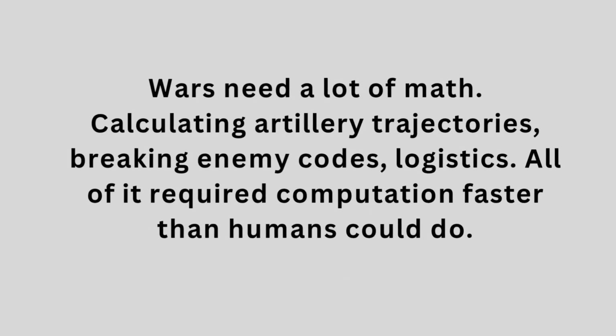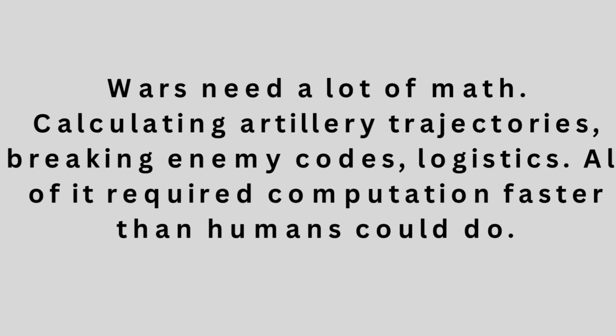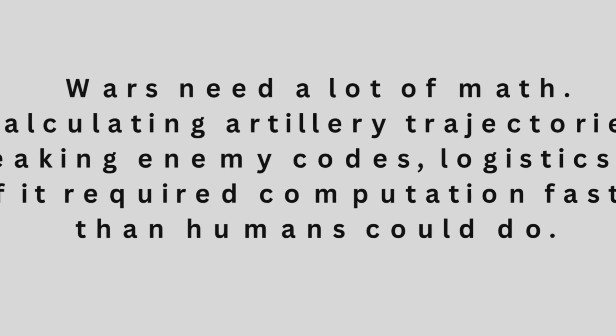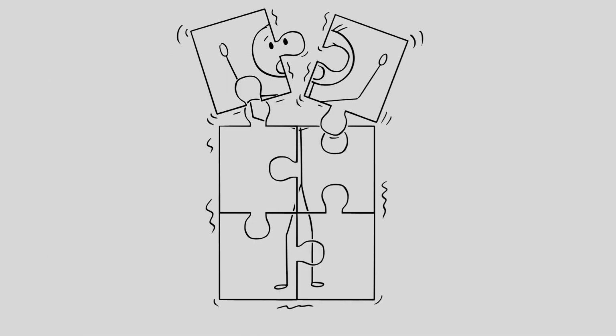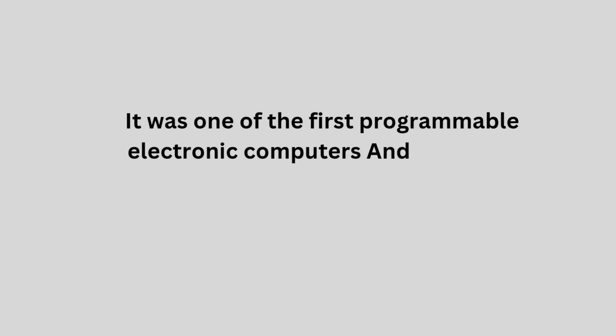Then comes World War II, and this is when things really accelerate. Wars need a lot of math. Calculating artillery trajectories, breaking enemy codes, logistics. All of it required computation faster than humans could do. The British government secretly built a machine called Colossus in 1943, specifically to crack Nazi encryption codes. It was one of the first programmable electronic computers, and it worked.